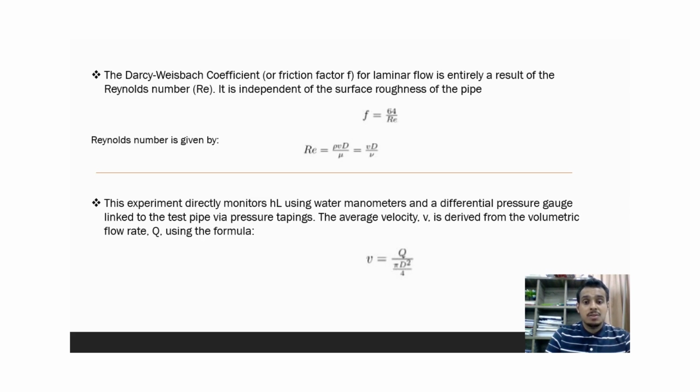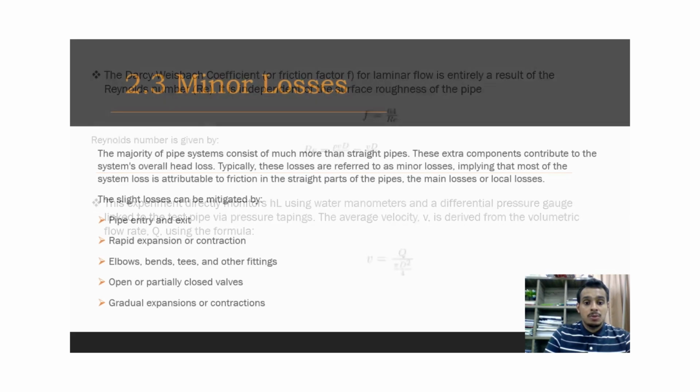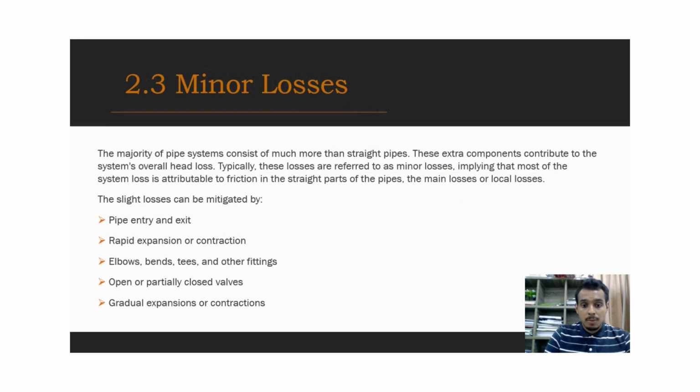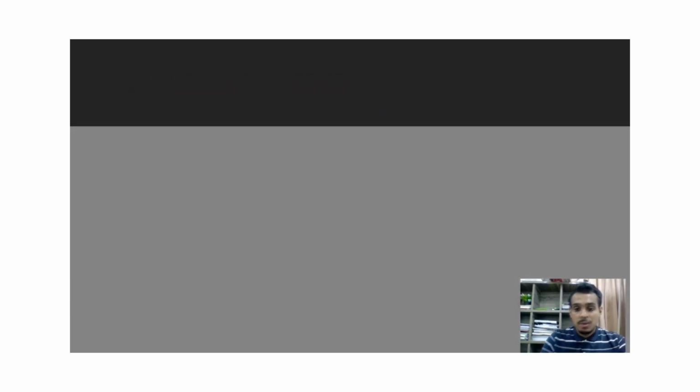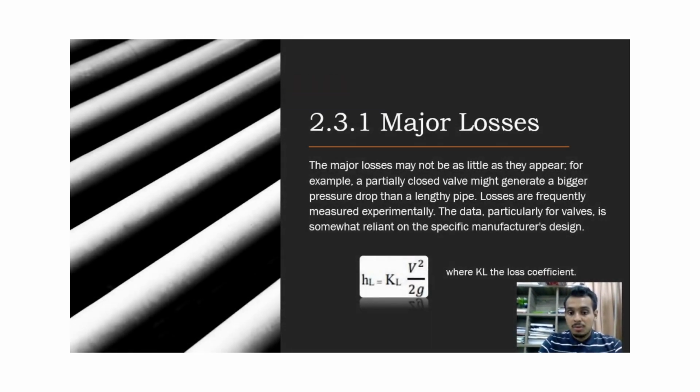kinematic viscosities respectively. So, the minor losses: the majority of the pipe system consists of much more than straight pipes. The extra components contribute to the system's overall head loss. You can see the slight losses caused by the pipe entry and exit, rapid expansion, and so on, and elbows, bends, and tees. So the minor losses may not be as little as they appear. For example, a partially closed valve can generate a bigger pressure drop than the straight pipe. So that's all from me.